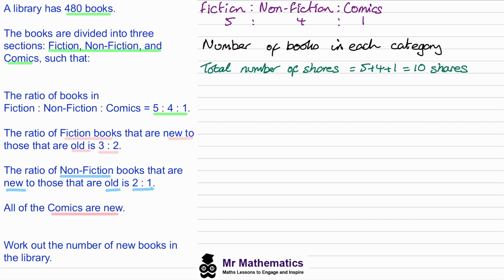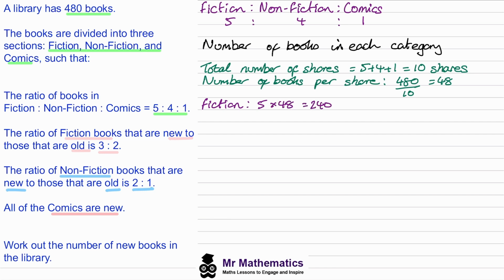So now if we divide the 480 books by the total number of shares, we can work out the number of books per share. So this will be 480 divided by 10. So there's 48 books in every share. So we know the fiction category has 5 shares, which is given here, and that each of these has 48 books. So in total, there'll be 240 books in this category.